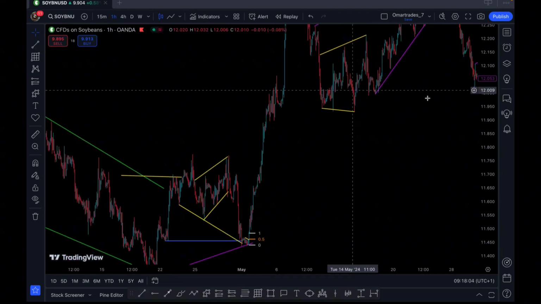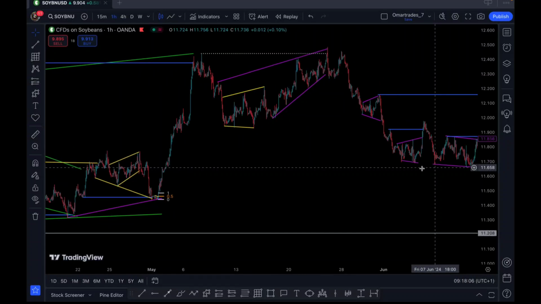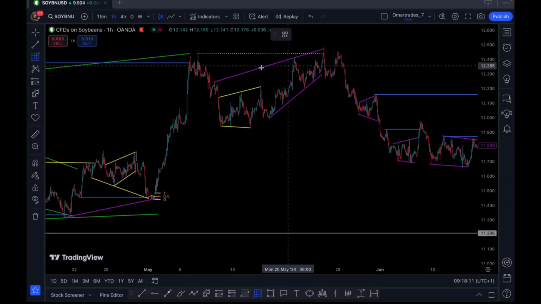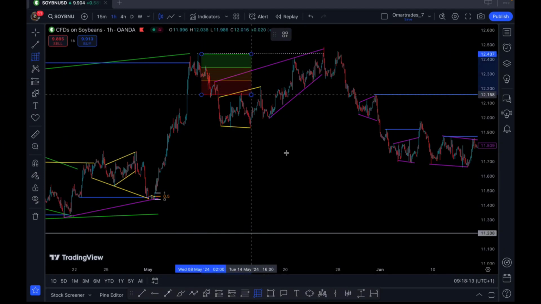The best way to actually know this is this. We can use this tool, 3 zone, then you can have it like this.